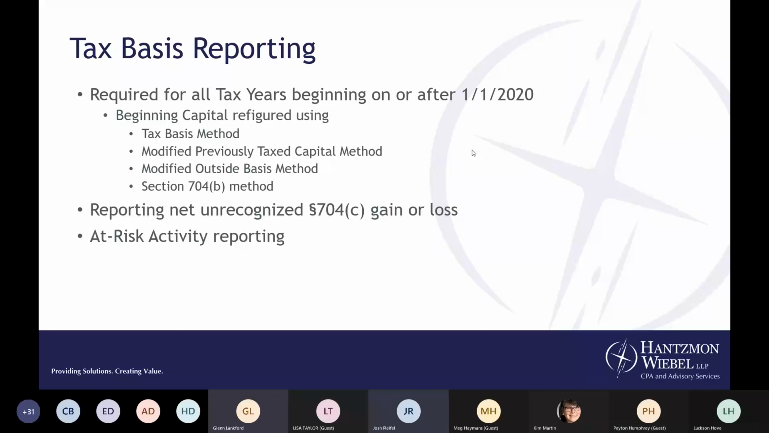Okay. And as an aside, more information on all 3 of these points here, the tax basis reporting, the unrecognized 704(c) gain or loss, and the at-risk reporting. There was a Notice 2019-66 that talked about the delay, the deferment of that from 2019 to 2020. And there's more information in there, as well as references to where you can find more information. So if you want to go and look at that, it is out there.